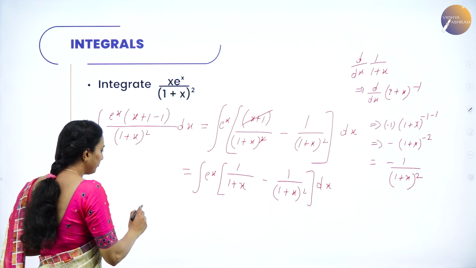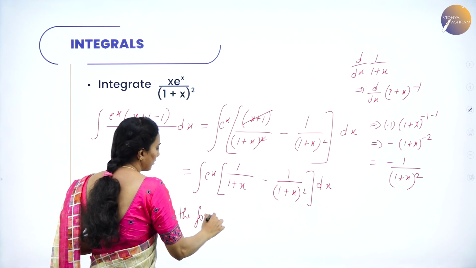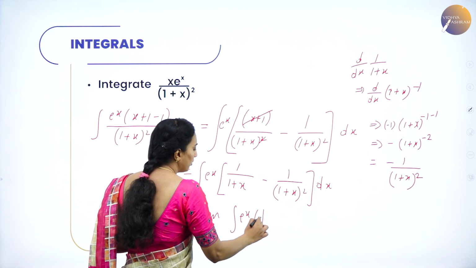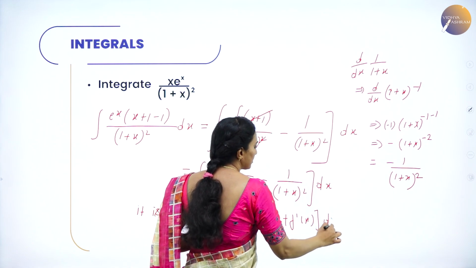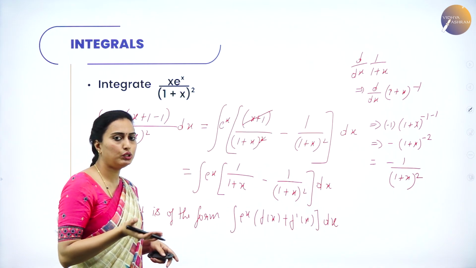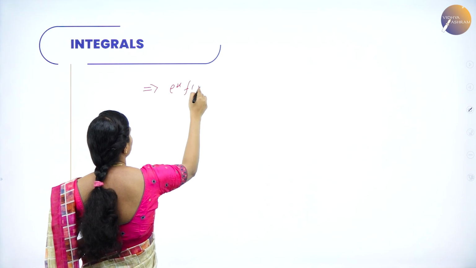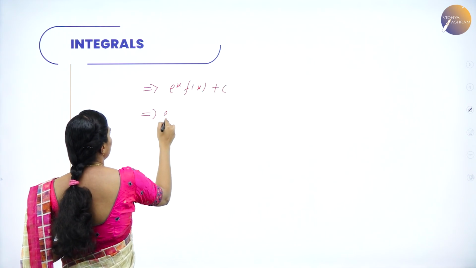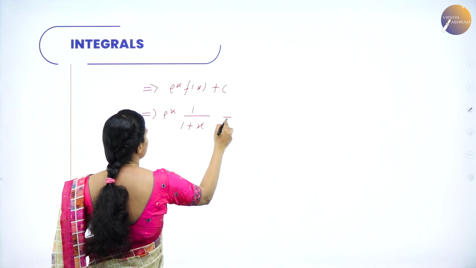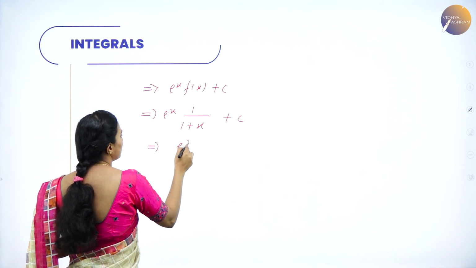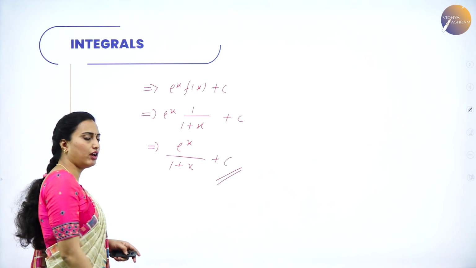Therefore, it is of the form integral of e power x into f of x plus f dash of x into dx, which is e power x into f of x. So the solution will be e power x into f of x plus c, where f of x is 1 by 1 plus x. That is 1 by 1 plus x plus c. Otherwise you can write e power x into 1 is e power x, so e power x divided by 1 plus x plus c. And this is your final answer for that question.